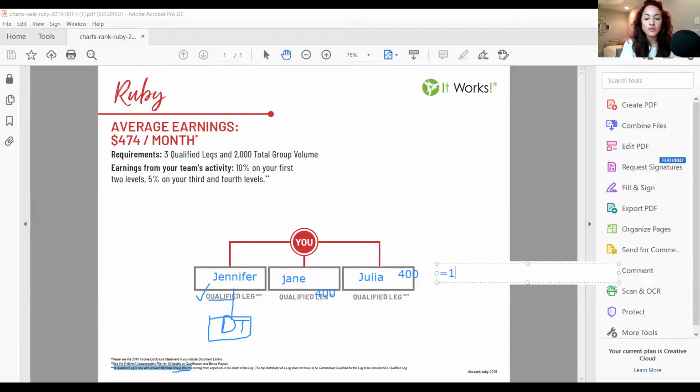That only equals 1200. The last requirement of a Ruby is you need to have 2000 in total group volume. So if you only have your 400 boxes, if you will, sometimes we call them that, they are truly people. But if you have your 400 boxes, you're still at 1200 GV. You're not a Ruby yet because you have to get 2000 in group volume. Now that can come from anywhere.